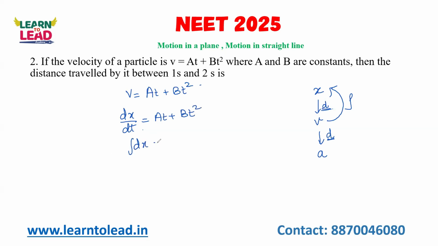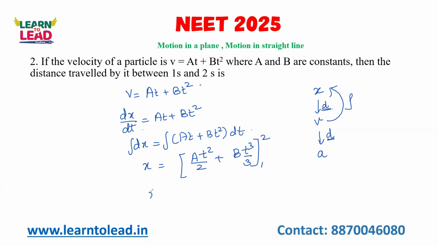So integral of dx is equal to integral of at plus bt square into dt. So x is equal to, what do you have to do? A into integrate t dt, t square by 2. If I integrate t square dt, t cube by 3, with limits 1 to 2. For the beginners, let me tell you one thing.